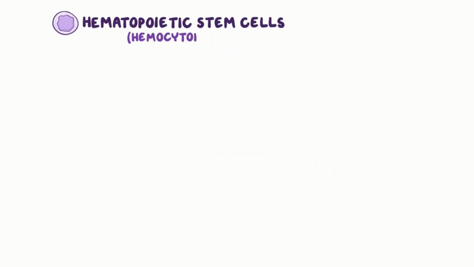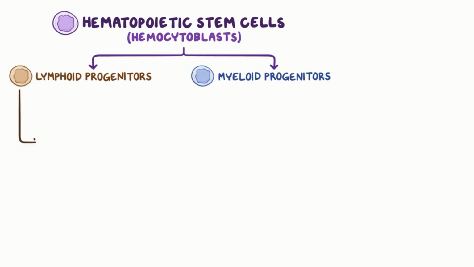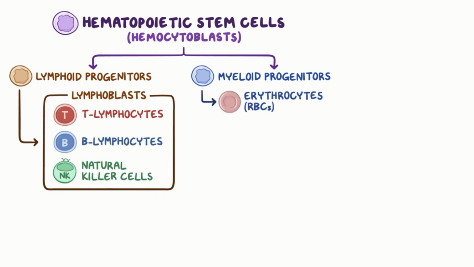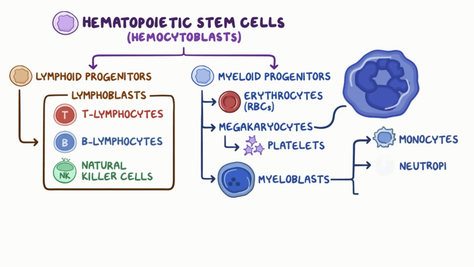First, hematopoietic stem cells, also called hemocytoblasts, can become lymphoid progenitors or myeloid progenitors. The lymphoid progenitors can develop into lymphoblasts, which can then differentiate into some white blood cells like T lymphocytes, B lymphocytes, and natural killer cells. The myeloid progenitors can differentiate into erythrocytes or red blood cells, megakaryocytes, which eventually give rise to platelets, or myeloblasts, which can then become other white blood cells like monocytes, neutrophils, basophils, and eosinophils.